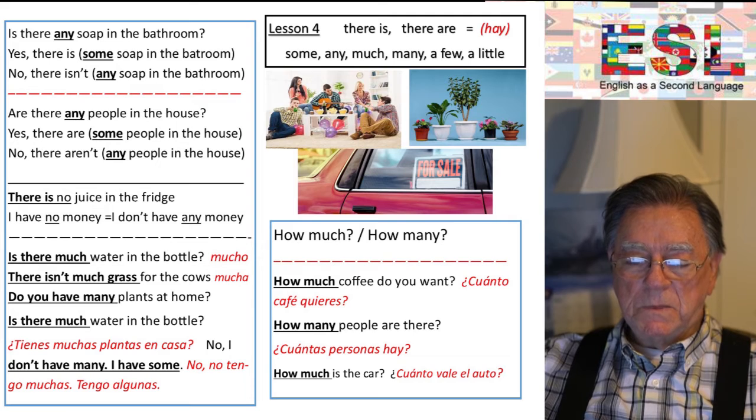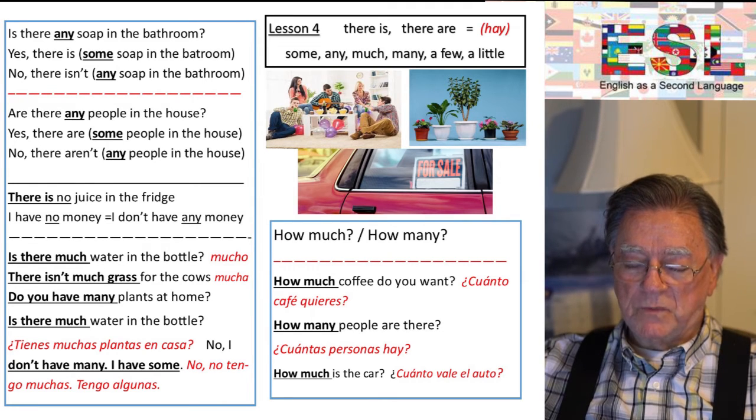And then, how many people are there? ¿Cuántas personas hay? There was 25 in la iglesia. How many people are there? And this in the present it's how many people were there if we want to go to the past tense.